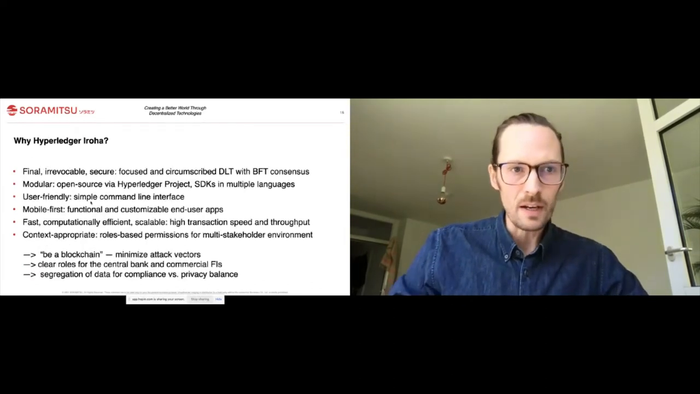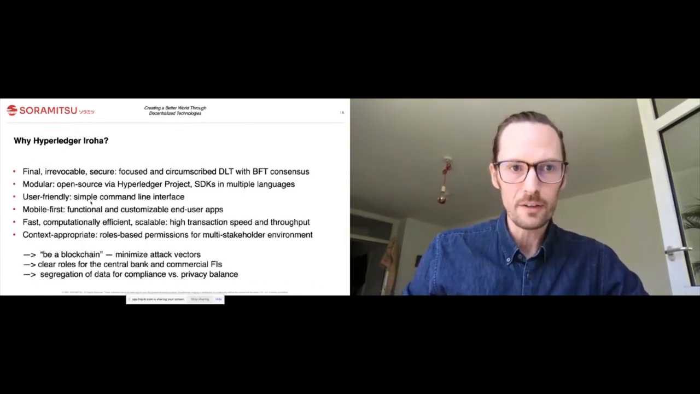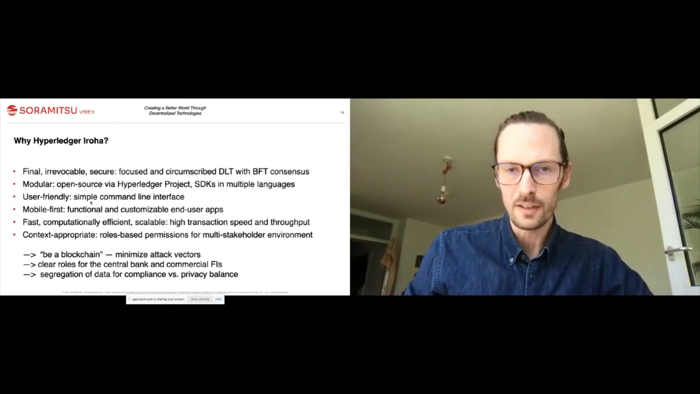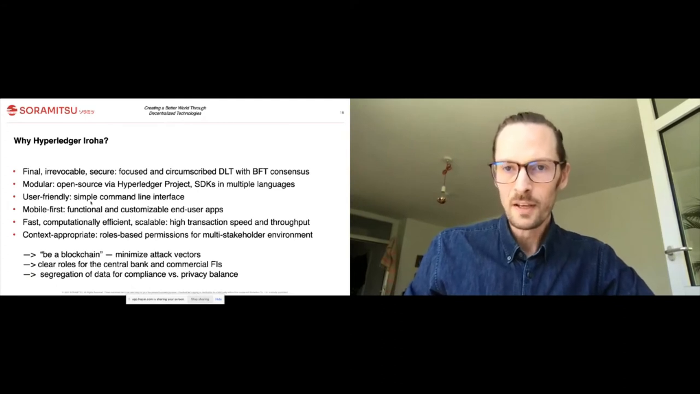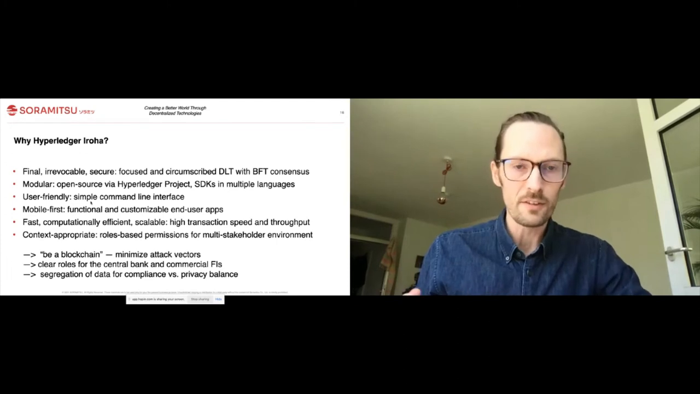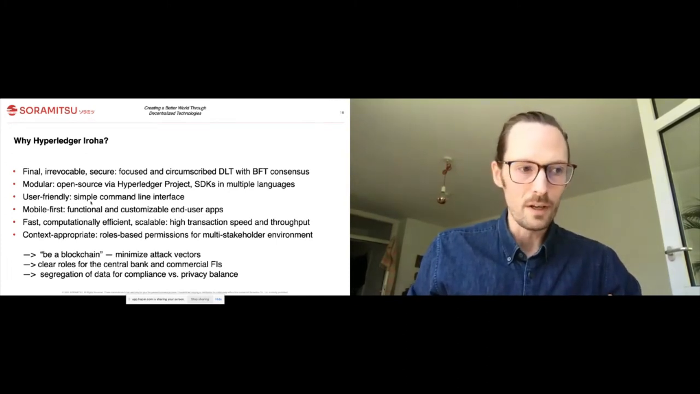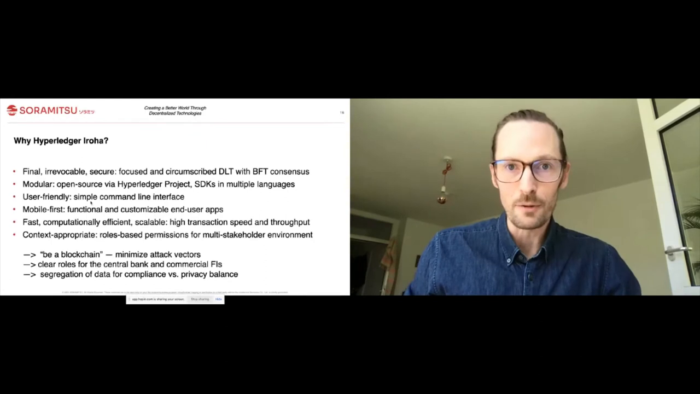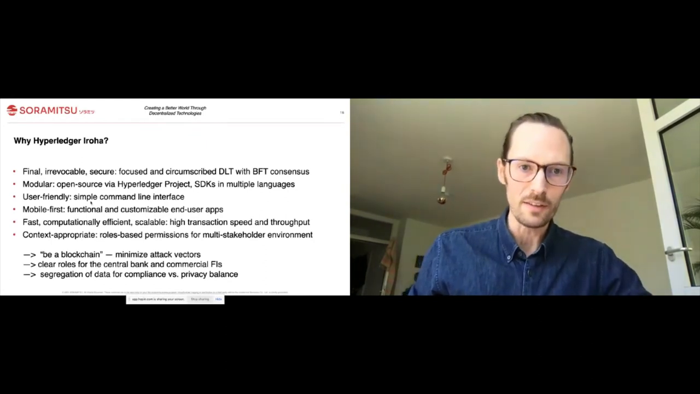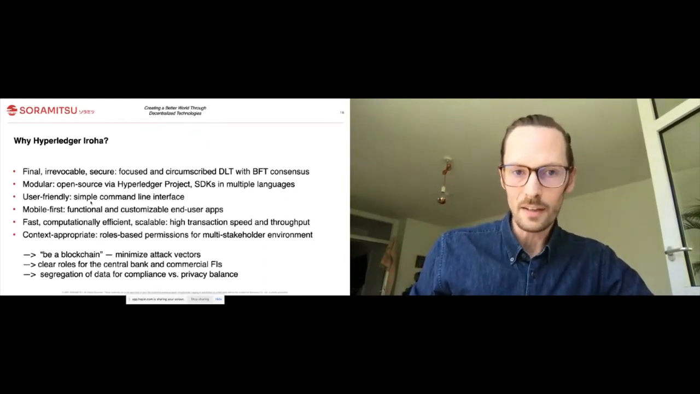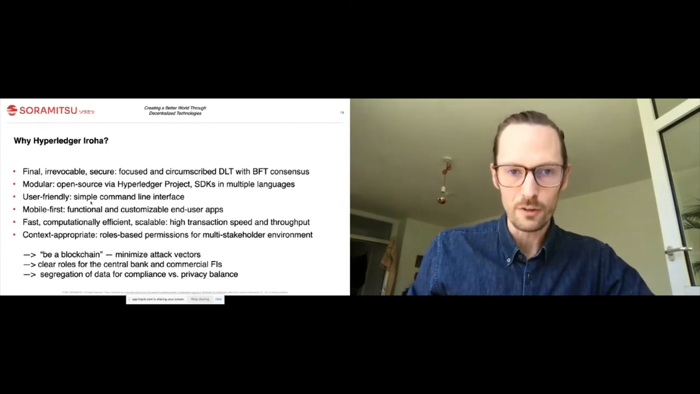So why Iroha? Number one, Iroha offers final, irrevocable, and secure transactions. It's a focused and circumscribed digital distributed ledger technology with Byzantine fault-tolerant consensus. It doesn't try to be a database. It doesn't try to be an enterprise management solution. It's a blockchain. Its logic is be a blockchain. And that allows it to minimize attack vectors, to reduce the potential attack space, which is important when you're talking about creating a new system critical infrastructure.